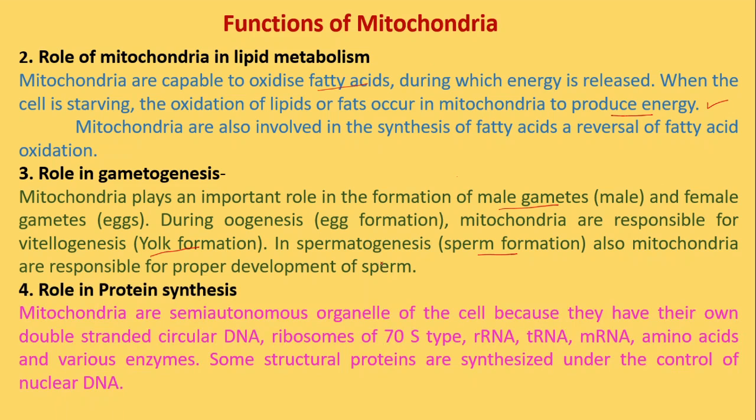Now, the role in protein synthesis. As we know, mitochondria contain their own DNA, and they also contain their own ribosomes. So they are known as semi-autonomous organelles. They also contain rRNA, tRNA, mRNA, different types of amino acids and different types of enzymes. All these form the protein synthesis machinery. So mitochondria play a very important role in the process of protein synthesis, but under the control of nuclear DNA.